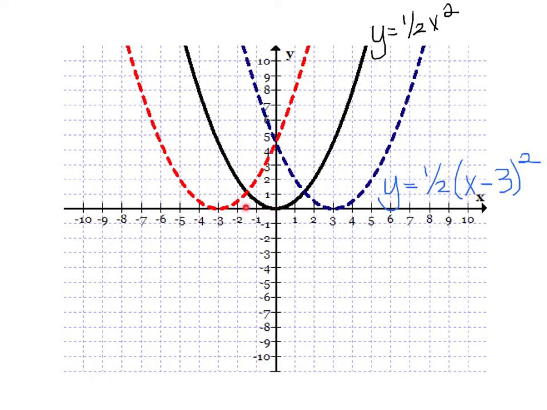The red one has been shifted to the left 3 units. So we can write that as y equals 1/2 of x minus negative 3 squared, or 1/2 x plus 3 squared. So the big idea here, and this was similar when we did trig, when we have x minus, we move right. When we have x plus, we move left.